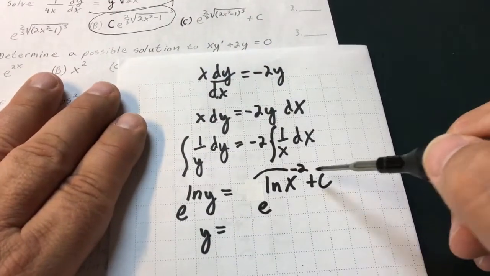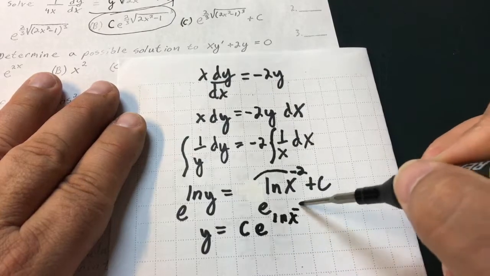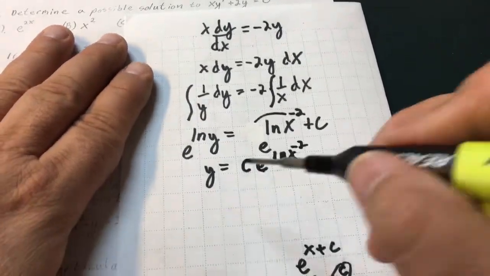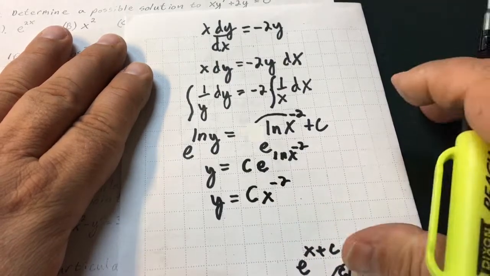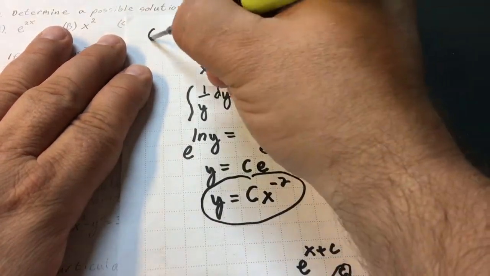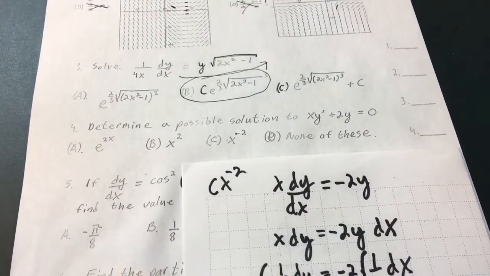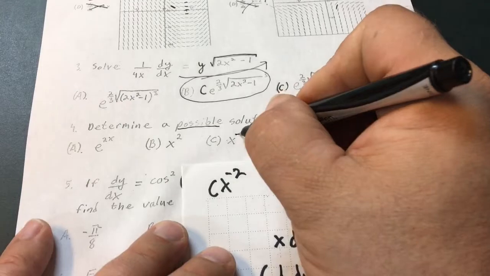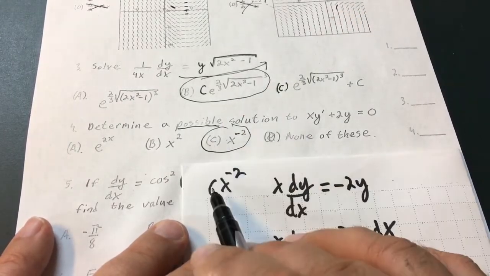I'm going to use that idea and rewrite this as c e to the ln x to the negative 2. E and ln cancel each other out, so my final general solution is going to be c x to the negative 2. Cx to the negative 2. And here's the tricky part. It says determine a possible solution. So it's going to have to be choice C. I'd like to go with none of these, but C could possibly be 1.